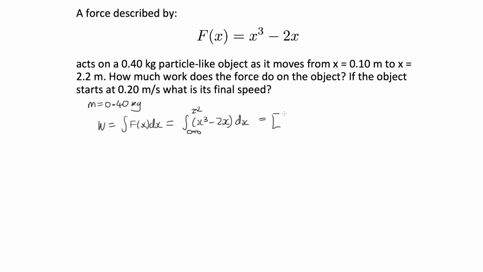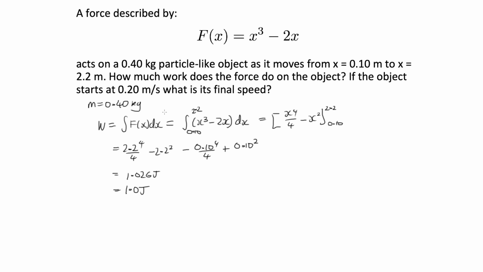So when we integrate this, we have x to the 4 on 4 minus x squared, and we'll need to substitute in our limits. So this is equal to 2.2 to the 4 on 4 minus 2.2 squared minus 0.10 to the 4 on 4 plus 0.10 squared. So solving this on the calculator, we get 1.026 joules, which we should give to just two significant figures. So this is 1.0 joules is the work done.